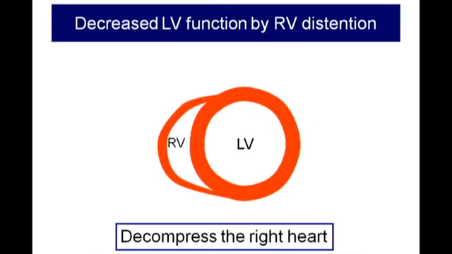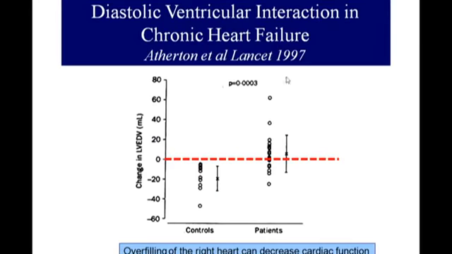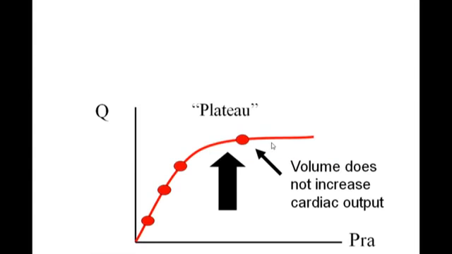So a very dramatic study by Atherton et al. Lancet in 1997, they took some normal subjects and subjects with decompensated heart failure, applied lower body negative pressure. In the normal subjects, as you expect, their left hearts got smaller, but in the patients with decompensated heart failure, they actually got bigger or stayed the same and functioned better.